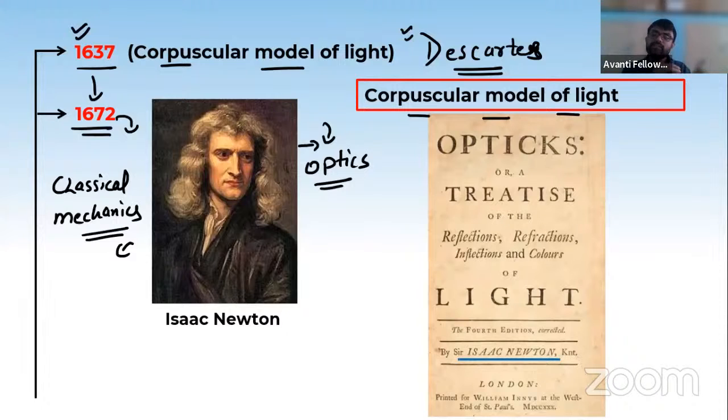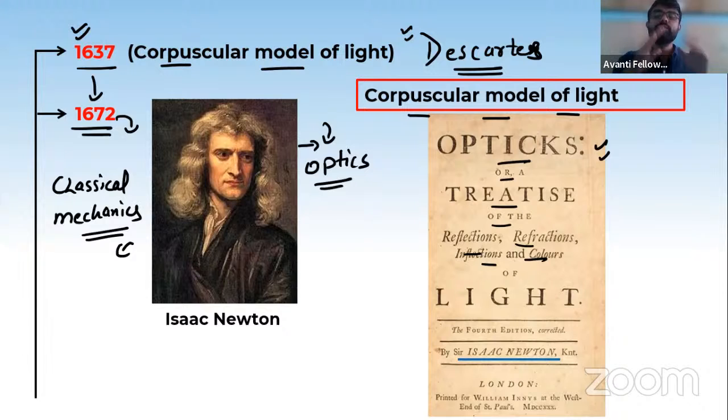Descartes gives you somewhat of the corpuscles, but Newton actually worked on that, and he published a book titled Optics, or a Treatise of the Reflections, Refractions, Inflections and Colors. I'll give you a little information on the corpuscle model of light, which is the modified model of the initial corpuscle model given by Descartes, as modified by Isaac Newton.